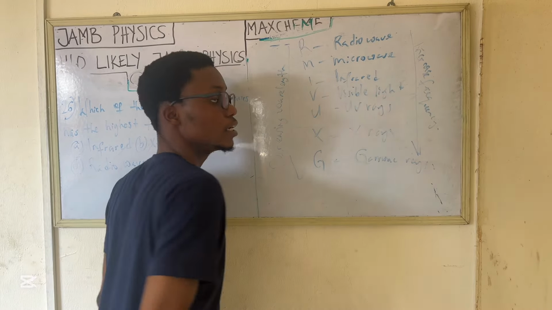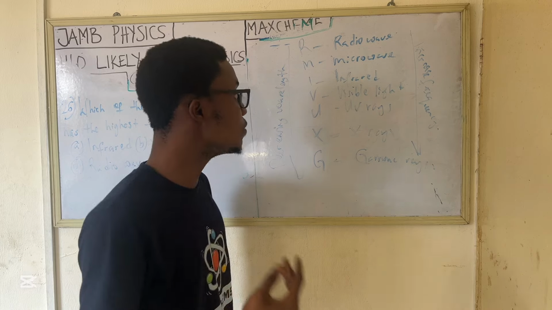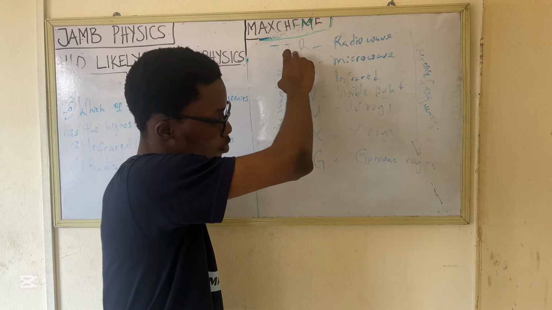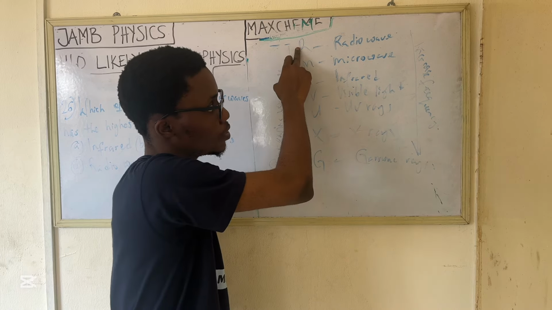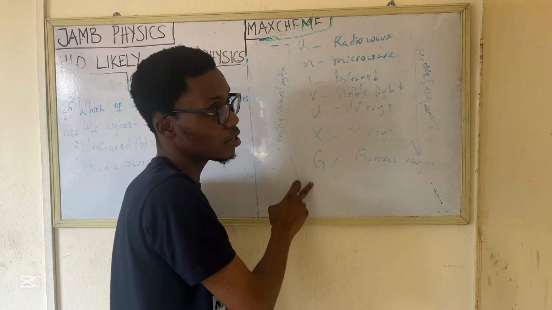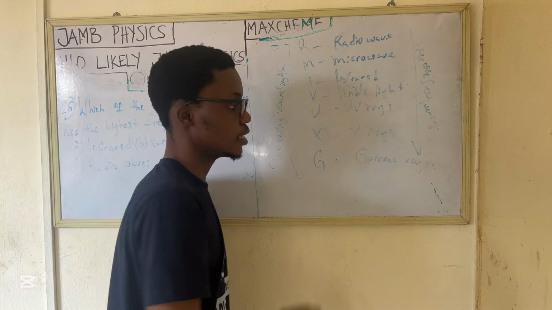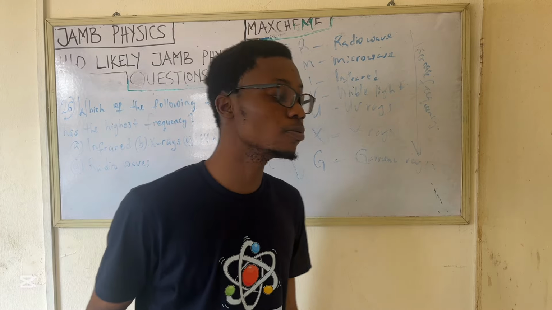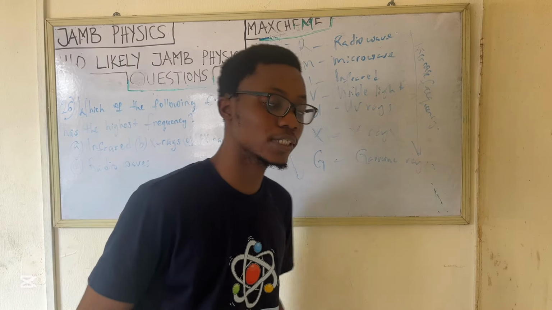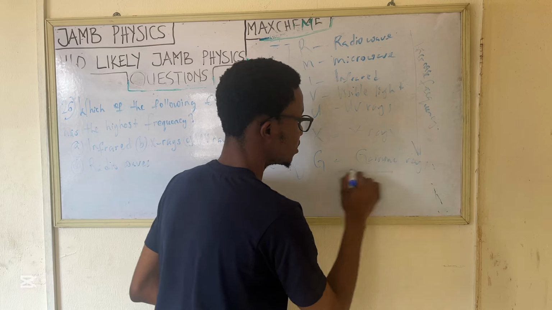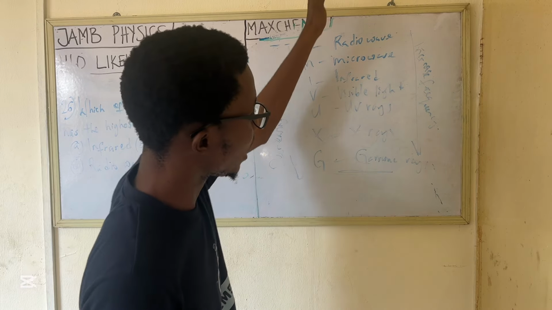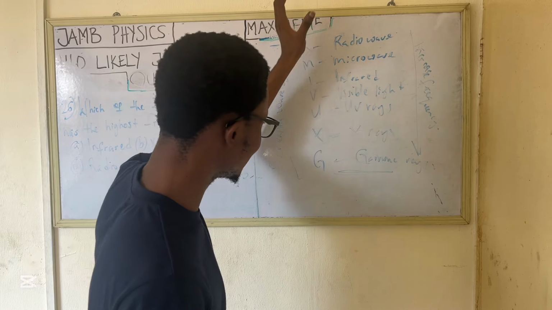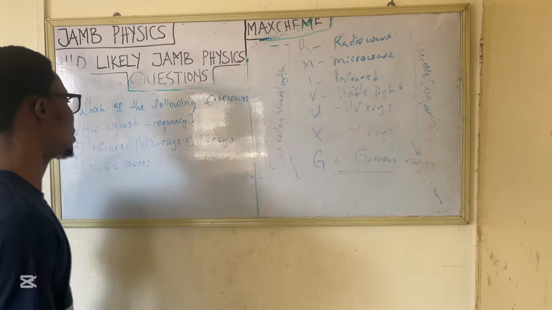So definitely the one with the highest wavelength here will be radio wave, and the one with the lowest wavelength will be gamma rays. The one with the lowest frequency will be radio wave, while the one with the highest frequency will be gamma rays. So downward there's an increase in frequency, and downward there's a decrease in wavelength. So let's go back to our question.